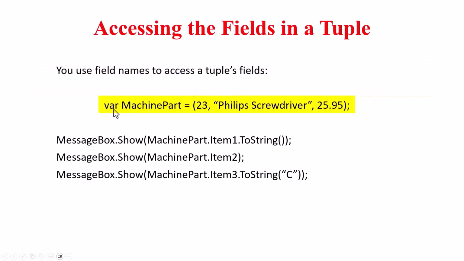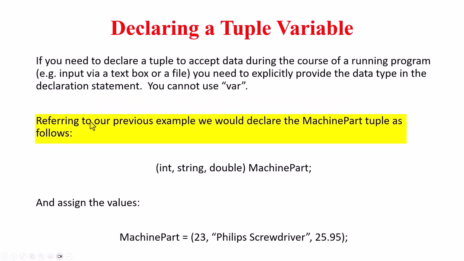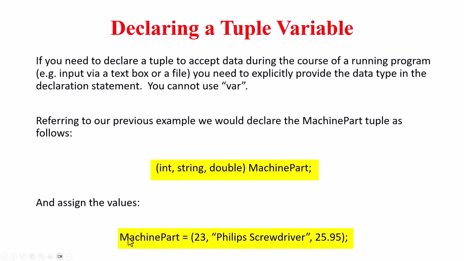That's fine if you're setting it up with data inside your program, but ordinarily if you're going to be setting up the type, you won't actually use this. So we're going to refer to our previous example. We'd use machine part tuple as a file. It would be int, string, double, machine part. In other words, we'd put the 23 in here, that screwdriver would go in here, and the 25.95 would go in the double right here. So int, string, double, machine part. This declares the tuple variable, and we assign values by machine part equals 23, Phillips screwdriver, 25.95. You can use parentheses to load all pieces in there and make that work.